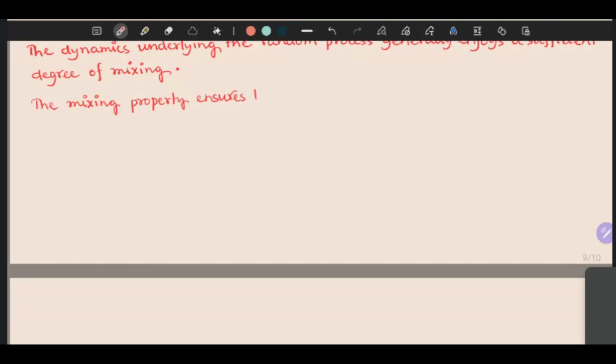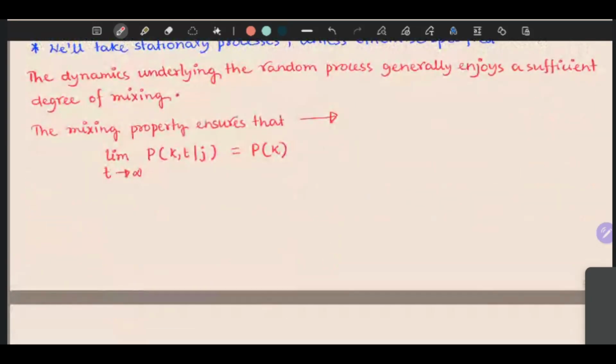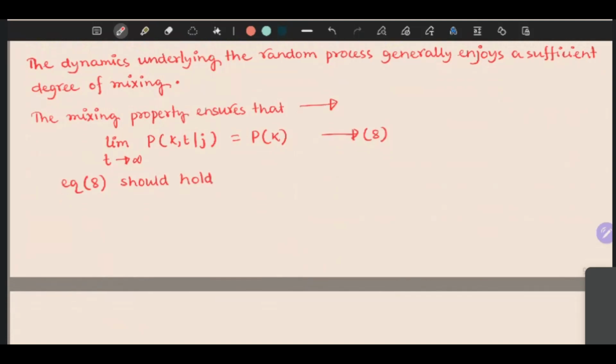This mixing property ensures that this relation holds: the limit as t tends to infinity of P(k,t|j) is P(k). For the mixing property, equation 8 should hold.